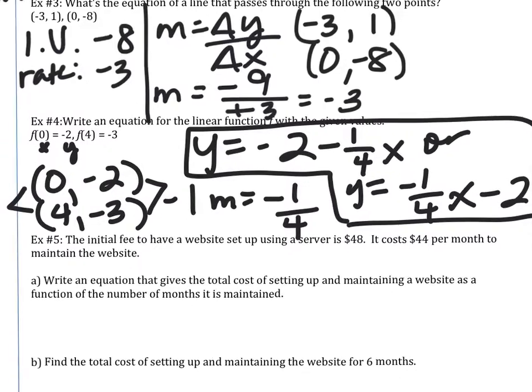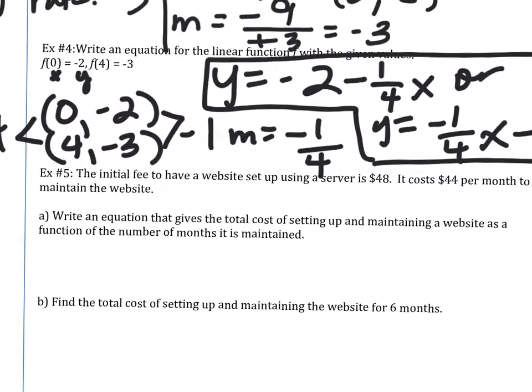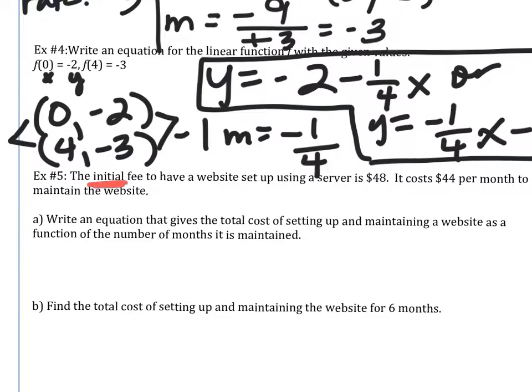Okay. So, number 5. The initial fee, that's a big word right there, initial fee to have a website set up using a server is $48. It costs $44 per month to maintain the website. Oh, wait a minute. Miss V told me to pay attention to the word per month. So really, you guys, when you're looking at these word problems, you don't need the rest of this. All this is extra information that you really don't need to know. The initial fee is $48. And it's $44 per month. This is the only thing you need to know.